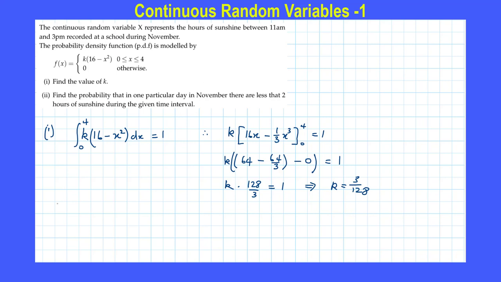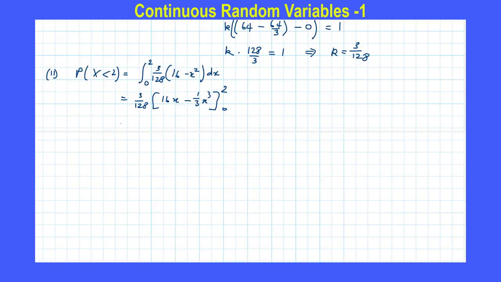Now I know what k is, I can now use it for the second part of the question, when we've got to find the probability that there was less than 2 hours of sunshine during that given time interval. So in other words, the probability that x is less than 2. So here we're going to integrate between 0 and 2, and we're going to integrate our function. Again, I've taken my 3 over 128 as a common factor. Values go into square brackets, substitute in, and using my calculator, I can work out what the final answer is going to be.